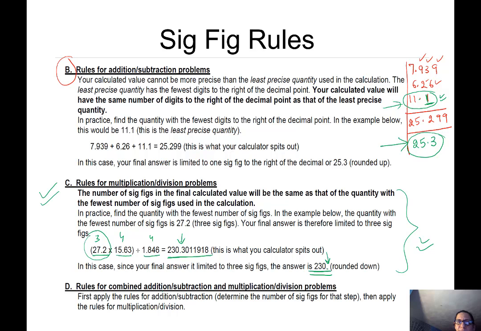Then come the rules for combined addition, subtraction, and multiplication, division problems. So when you have a jumbled up problem where there's addition, subtraction, and multiplication, you should use PEMDAS, which is use the multiplication and division steps first, and then addition, subtraction. So first apply the rules for addition, subtraction, and then apply multiplication and division. So if there's an addition and subtraction, go over here and follow rule number B, and if there's multiplication and division, follow rule number C.